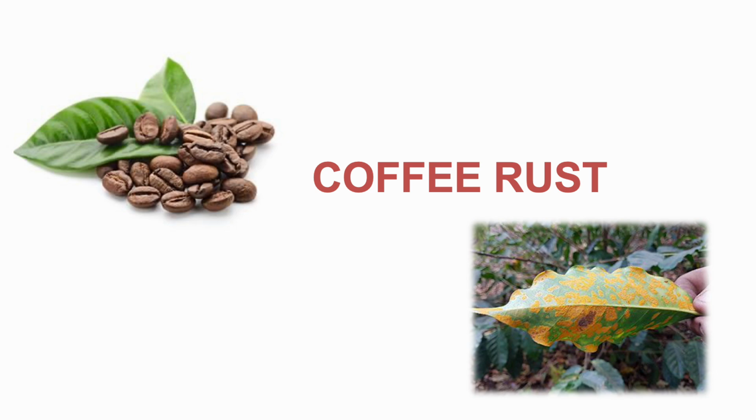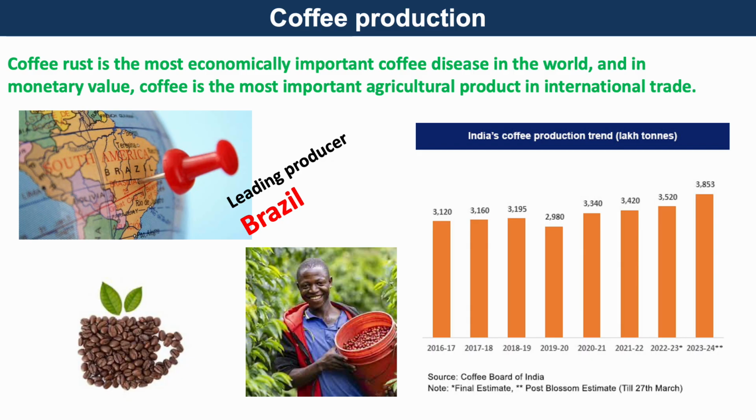Today we learn about the coffee rust. Out of the many diseases of coffee, rust is considered one of the most economically important throughout the world wherever this crop is growing. And in monetary value, coffee is the most important agricultural product in international trade. Out of the different coffee growing countries, Brazil is considered the leading producer of coffee.